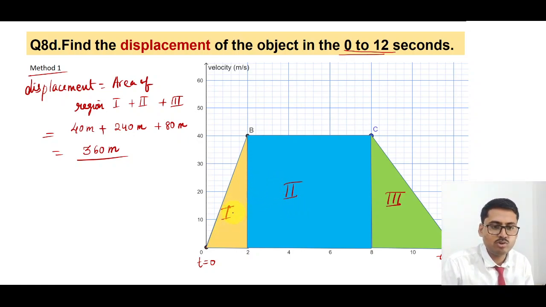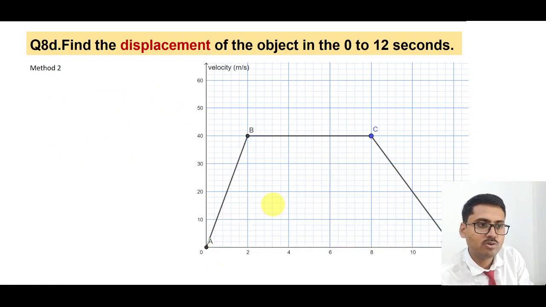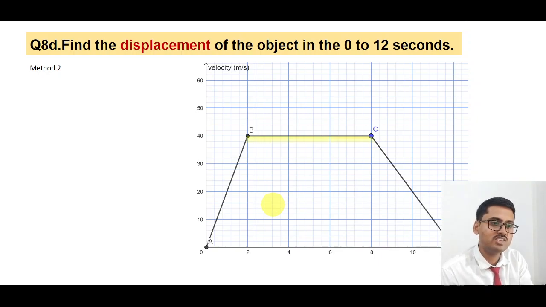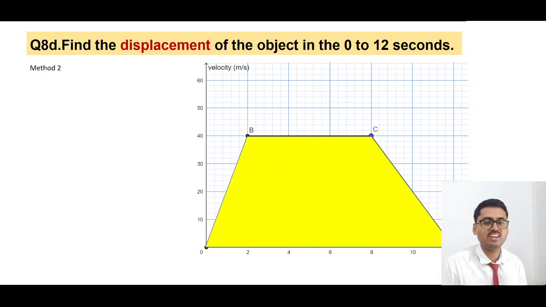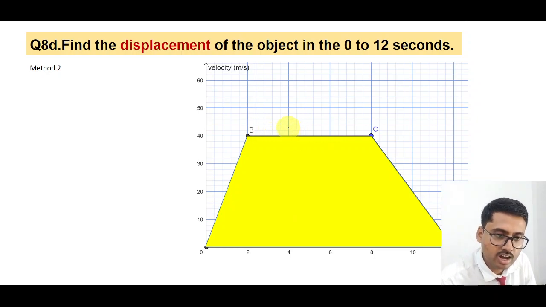Now if you don't want to take out these three areas separately, well, you could have also taken the area of this trapezium and you can get the answer directly. So let's check if the answer can be obtained using this area. So this is a trapezium, so we need to identify the two parallel sides and the distance between them. So I am taking this BC as one parallel side, so this is going to be A, I am calling, and I am calling this as B.